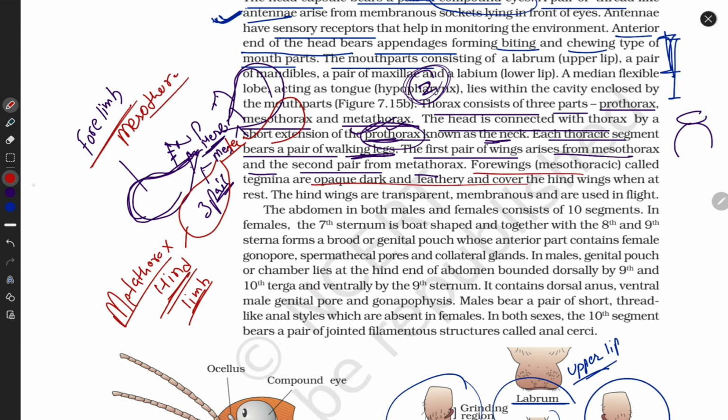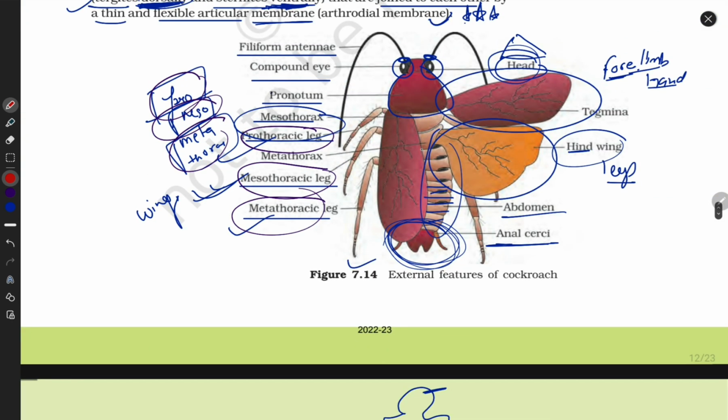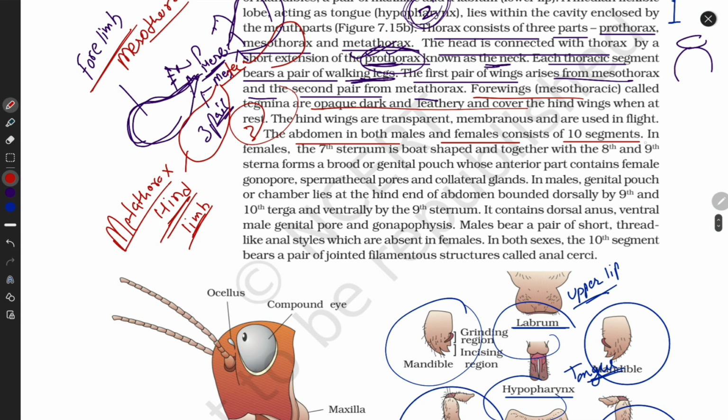Okay, now let's talk about abdomen. Now abdomen in both male and female consists of 10 segments. These are abdomens now. Look at here, this abdomen is made with 10 segments. 1, 2, 3, 4, 5, 6, 7, 8, 9, 10. In females, the 7th sternum is boat shaped, and together with the 8th and 9th sterna forms a brood. Females: 7th part, 8th part, 9th part. What do they make? They make the genital pouch.